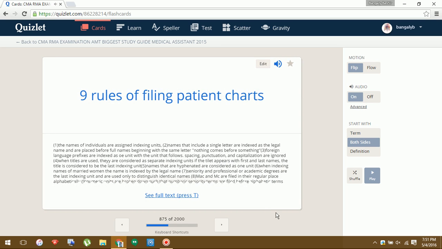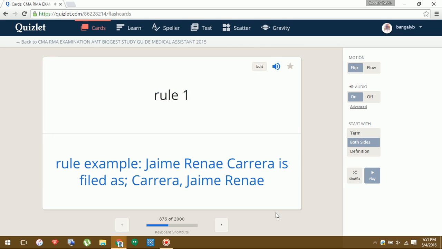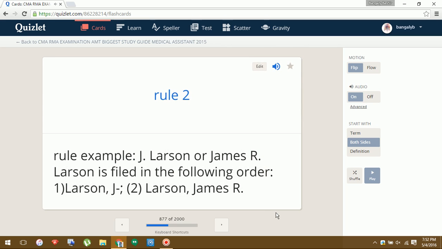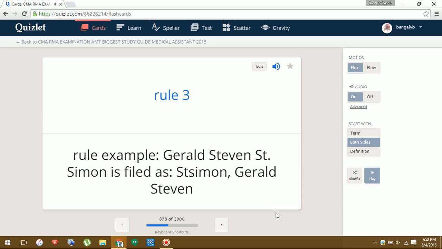Nine rules of filing patient charts. Rule 1. Rule example: Cma Rma Carrera is filed as Carrera Cma Rma. Rule 2. Rule example: J. Larson or James R. Larson is filed in the following order: 1. Larson J. 2. Larson James R. Rule 3. Rule example: Gerald Stephen St. Simon is filed as Simon Gerald Stephen.